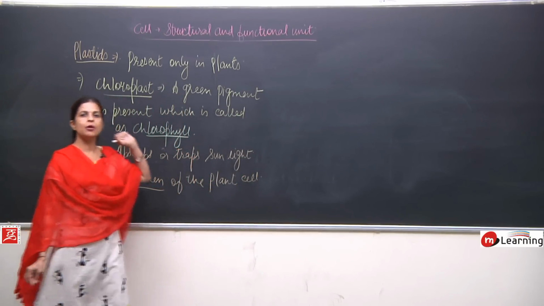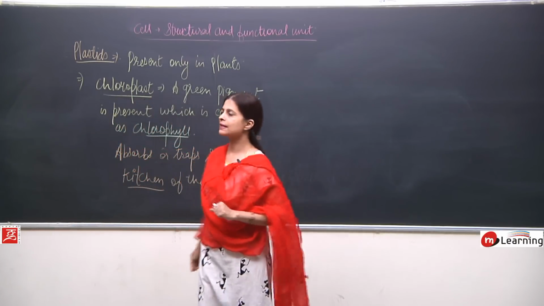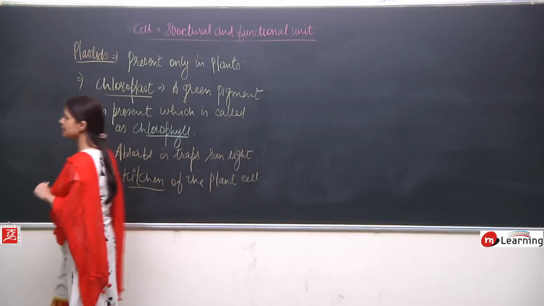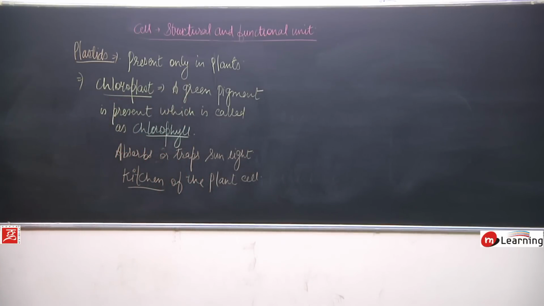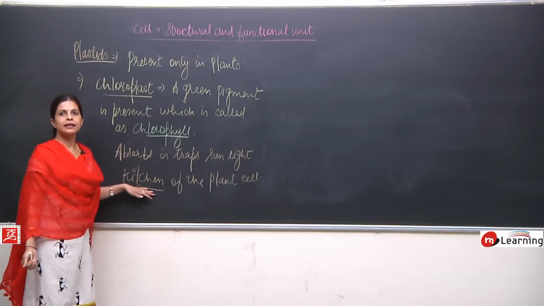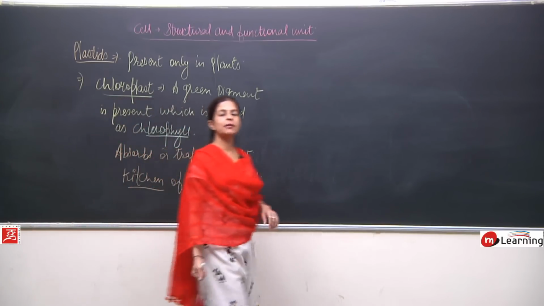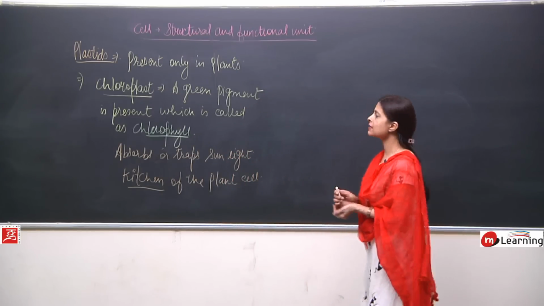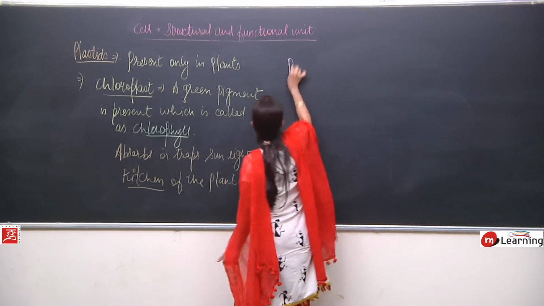We are discussing the plastids. Plastids can be of various sizes, shapes and types. When we say that it is the kitchen of the plant cell, that means its main function is related to photosynthesis.